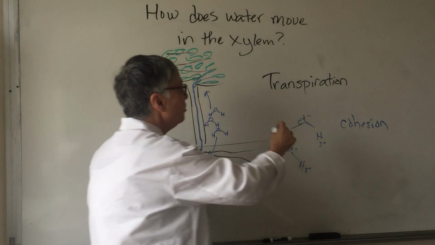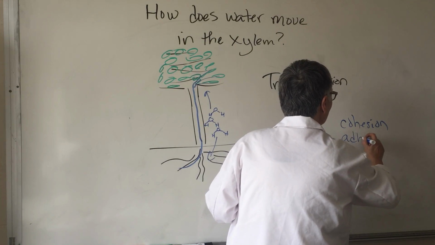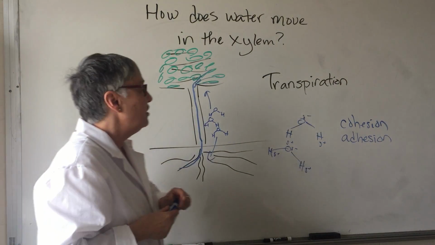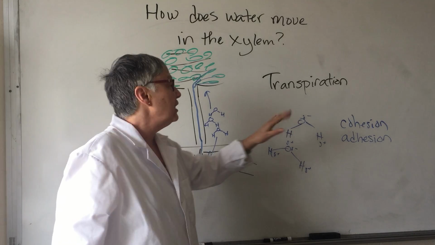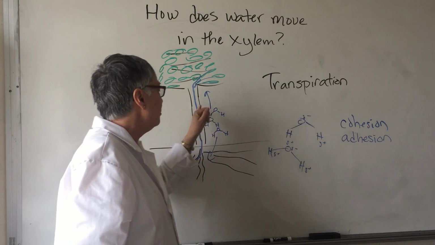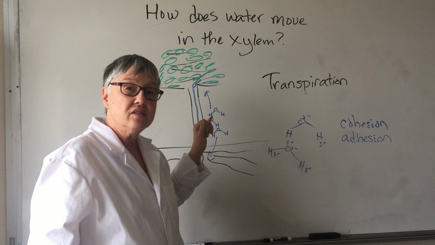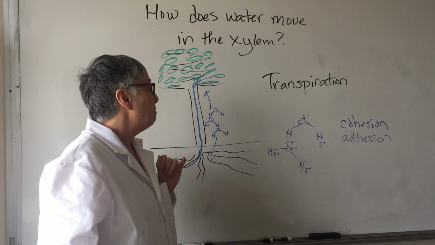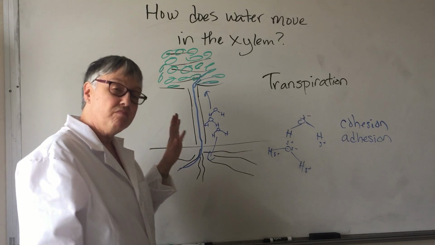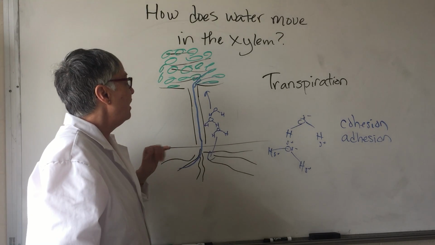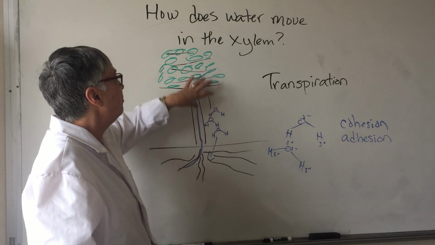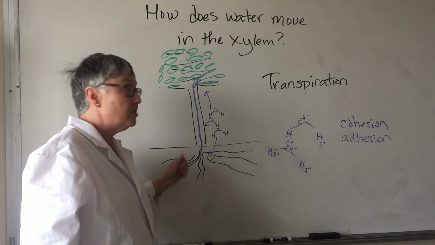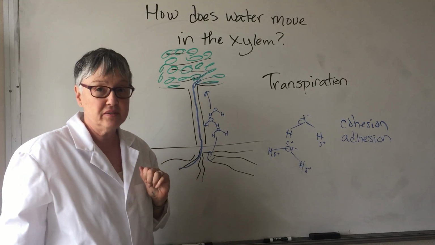In addition to cohesion, I'm going to introduce the term adhesion. There is some binding of water to the cell walls of these vessels also. Okay, so because of those two elements, we have essentially a chain of water molecules that exist from the tip of the roots all the way up into the leaves.